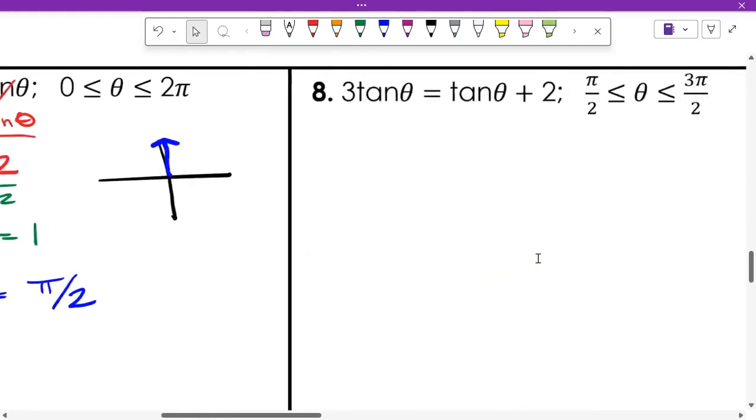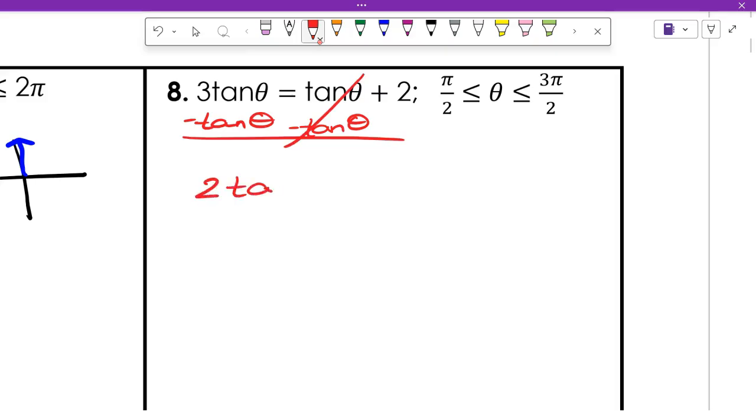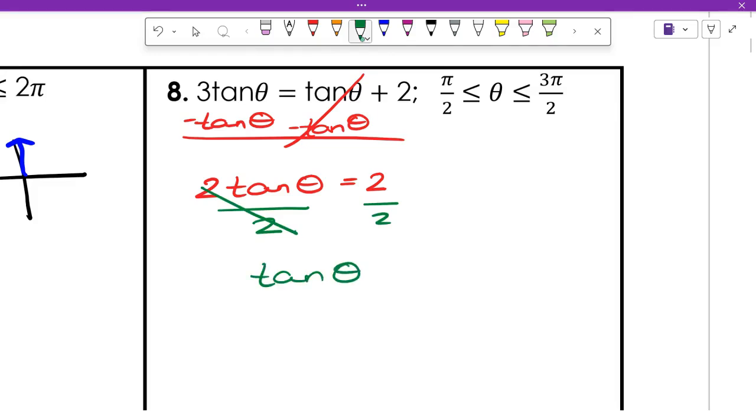All right. If I look at number 8, again, get the trig functions all to one side. So I'm going to subtract tangent theta from both sides. Okay, gets that all together. 3 minus 1 is going to get me 2 times tangent theta, and that's equal to 2. And then if I go ahead and get tangent by itself, I'm going to divide both sides by 2, and now I have tangent of theta is equal to 1.